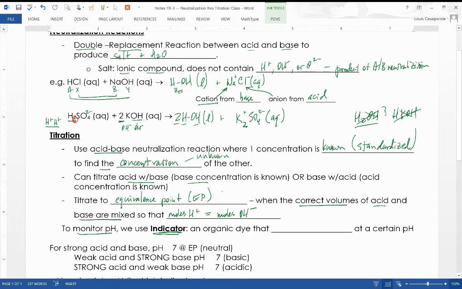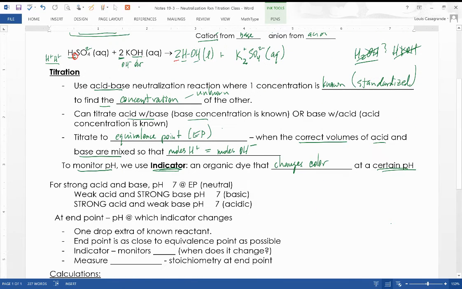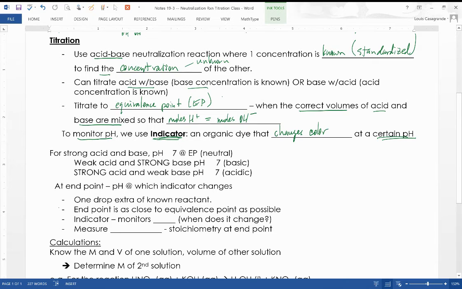This indicator is an organic dye that changes color. It can have two different colors: one color when it's acidic, one color when it's basic, and it changes color at a certain pH. The pH where it changes color is called the end point. We'll get down to that in a moment, the end point down here.